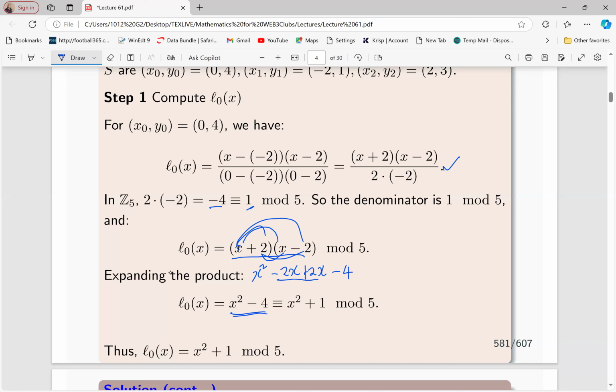You may want to maintain this negative 4 or reduce it, modify it. This one is already positive, so just leave it. But this one is negative, so you do it mod 5: negative 4 plus 5, which is 1. So if you do that, that's where you arrive.